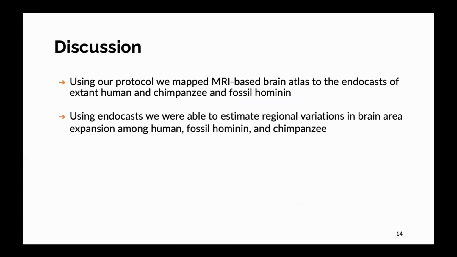So in conclusion, in our study, using our protocol, we mapped an MRI-based brain atlas to the endocast of extant human and chimpanzee and fossil hominid. And using endocast, we were able to estimate regional variations in brain area expansion among human, fossil hominid, and chimpanzee.